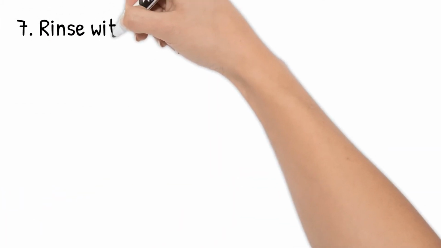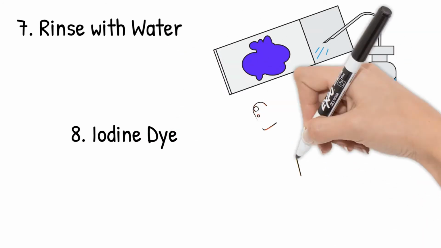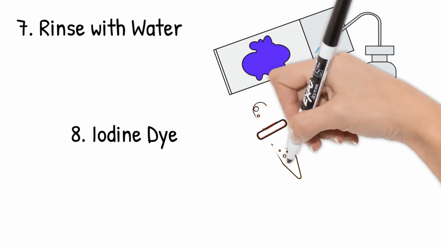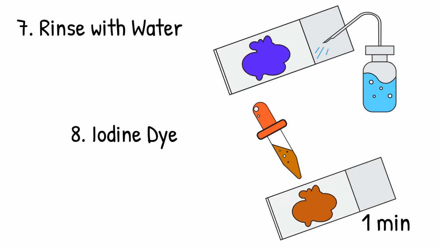Step 7. Rinse with water. Step 8. The iodide dye has brown and gold color. Flood the slide and leave it on for about 1 minute.